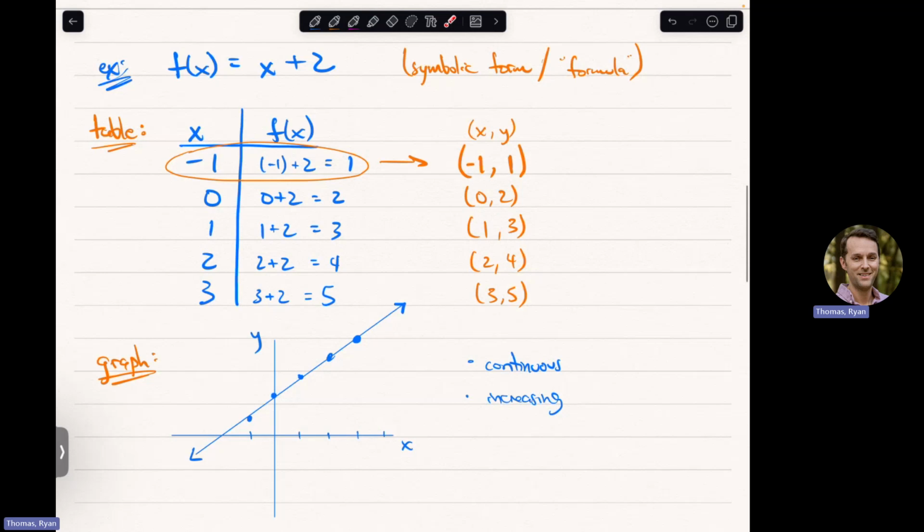Okay, so that's, again, an example of a function in a few different representations. We'll talk more in class about how we deal with questions of finding domain and finding range and that kind of thing, but that should get us started.